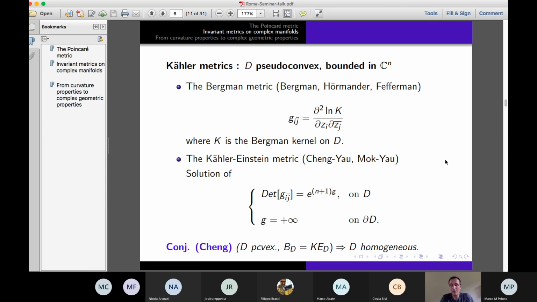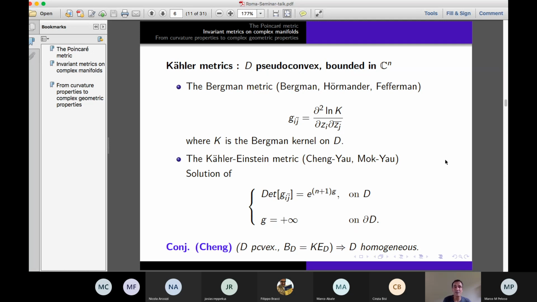So the Kobayashi and the Carathéodory metrics are the first type of metrics I considered. And as you see, we just compute the norm of a vector, and there is no structure, it's just a Finsler metric. But now we will study another type of metrics, that is a Kähler metric.